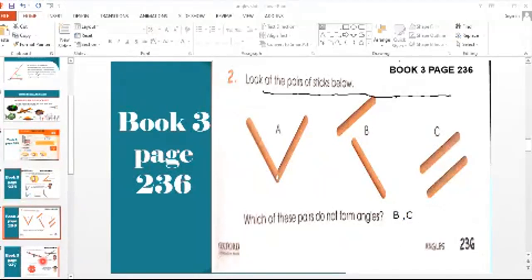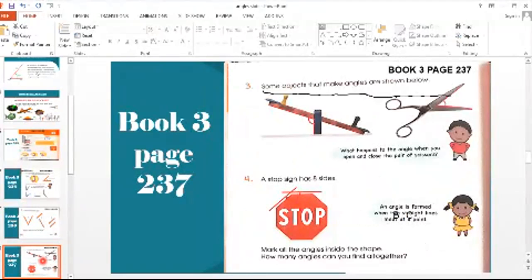Okay, turn the page and come to page number 235. All of you, turn the page and come to page number 235, write the date on the top, and let's start question number 3. Some objects that make angles are shown below. I think I already showed you this kind of worksheet, so you can easily find the angles in this picture.